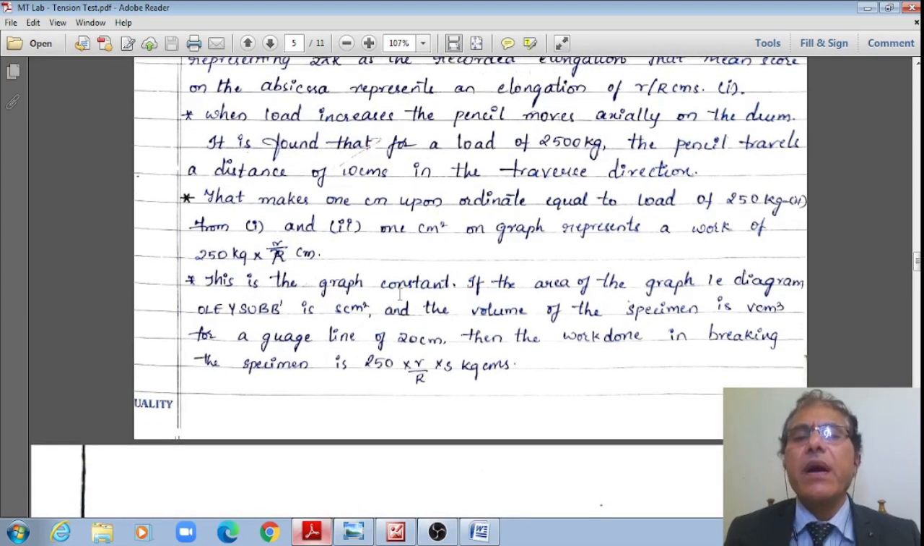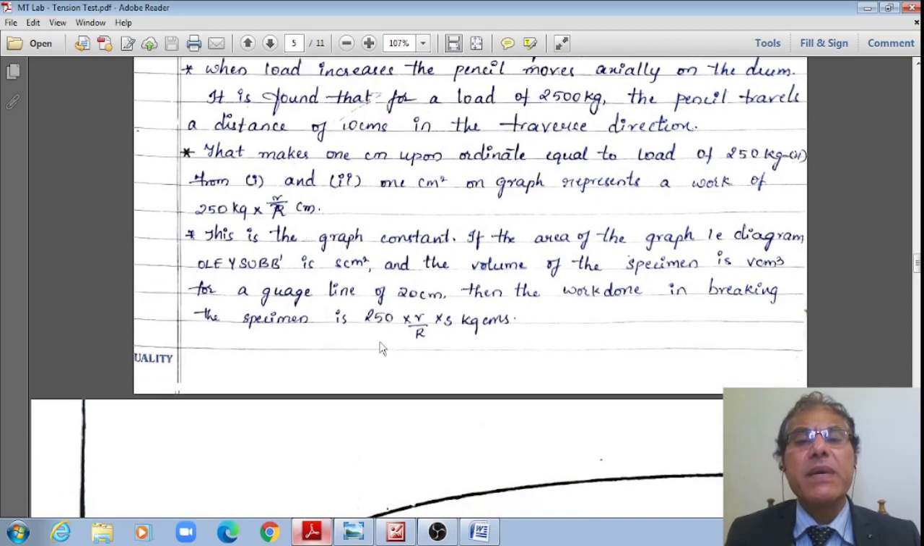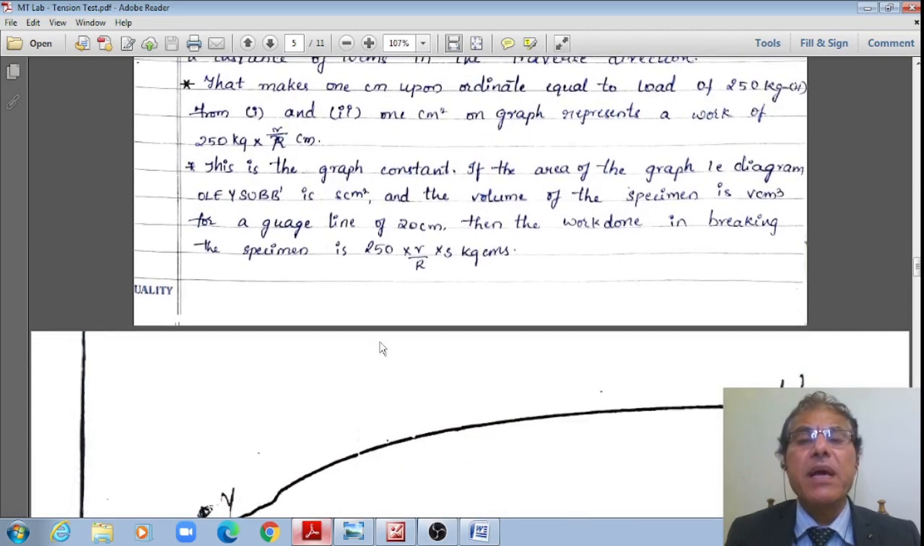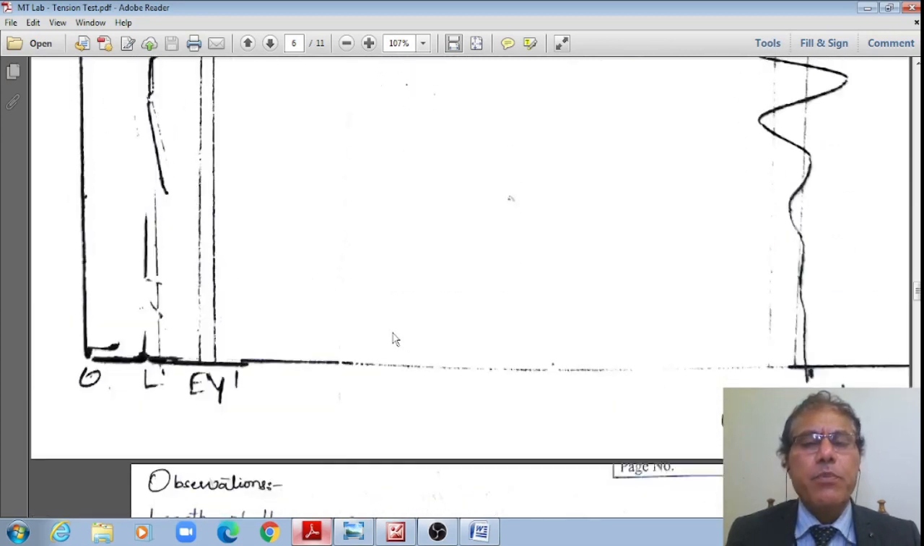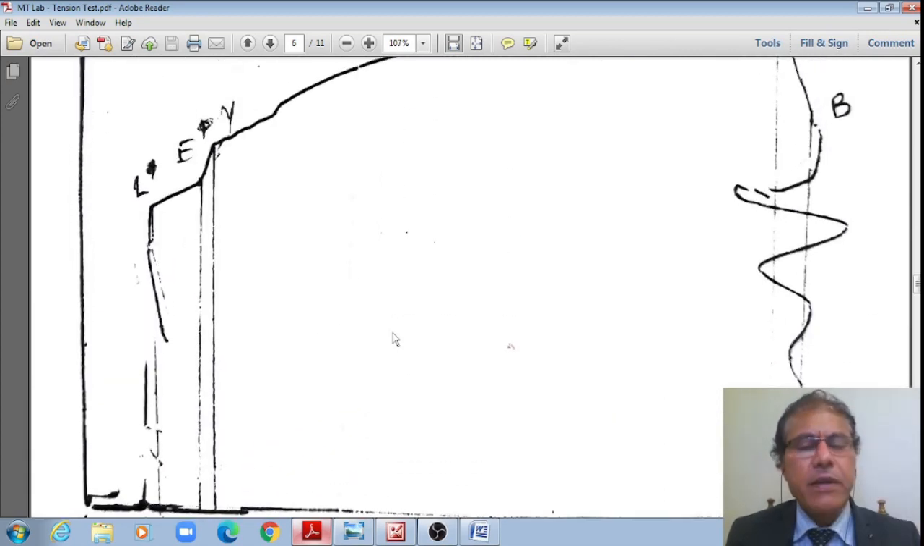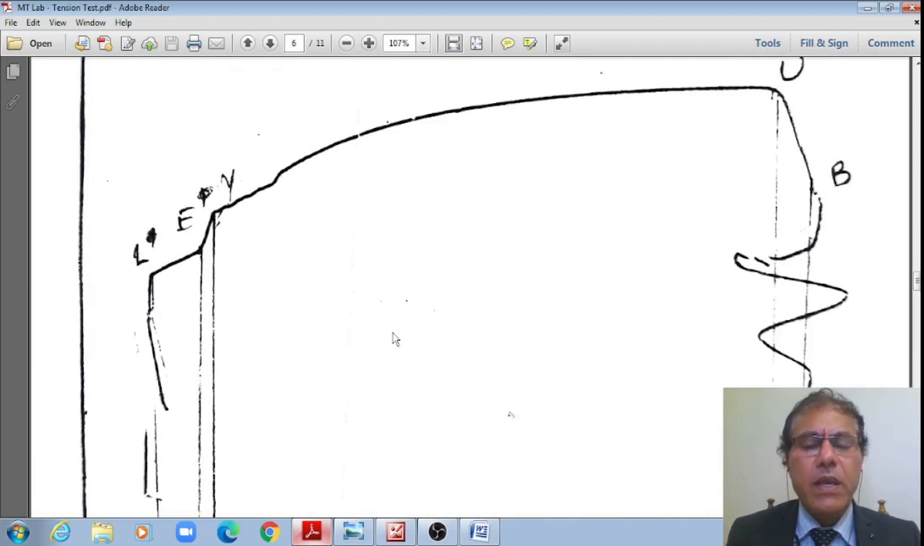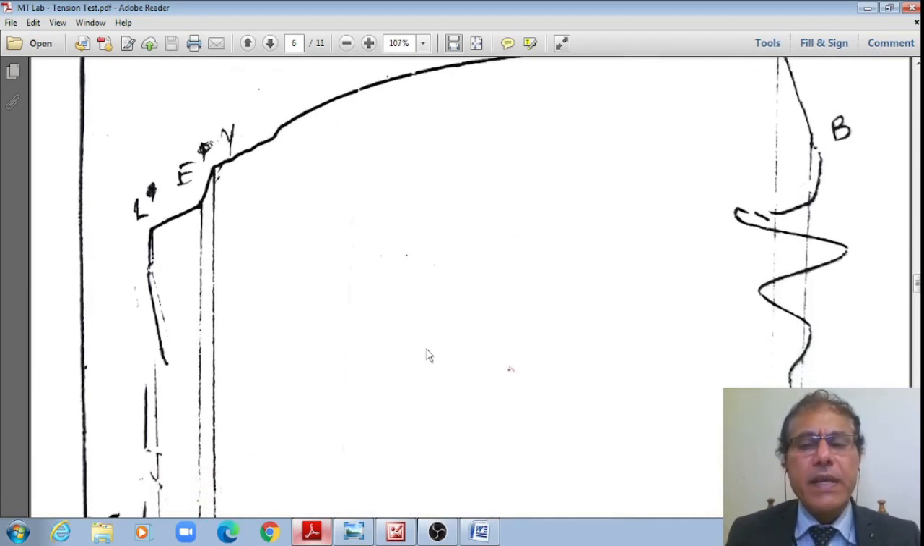Hence, if the area of the diagram OLEYSUBB' is s centimeters square, and the volume of the specimen is v centimeter cube for a gauge length of 20 centimeters, then the work done in breaking the specimen is 250 small r by capital R multiplied by s kg centimeters. Now this is the brief procedure, student. However, we'll now go for conducting the experiment.